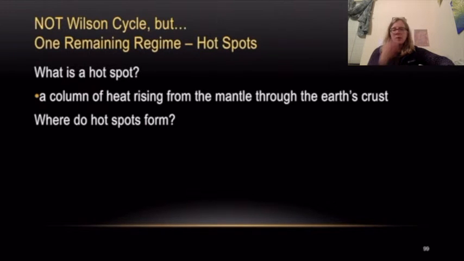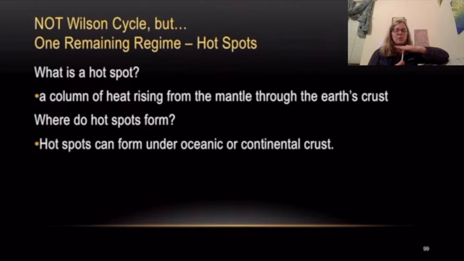Where do those form? They can form in the two places. What are the two types of crust that we have on Earth? What are the two types? Continental crust, and we've got oceanic crust. So they can form through ocean crust, they can form through continental crust.